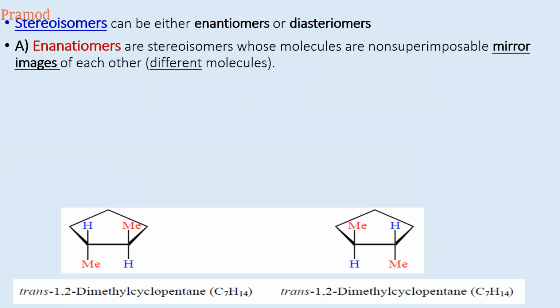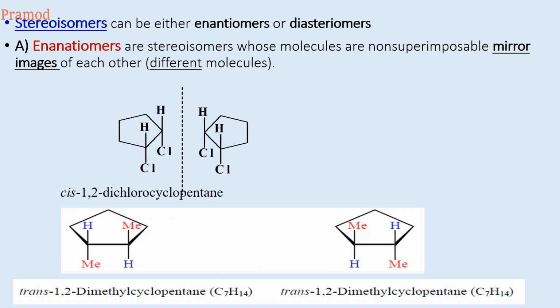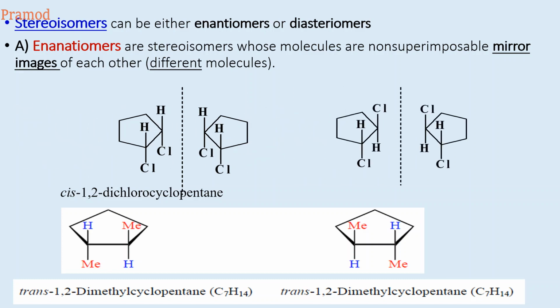Stereoisomers can be either enantiomers or diastereomers. So what are enantiomers? Let us see in case of cyclic compounds. Enantiomers are molecules that are non-superimposable on their mirror images. If you take cis-1,2-dichloro and put it in front of a mirror, they are non-superimposable. Whereas in case of trans-1,2-dibromo, the trans isomer is non-superimposable on its mirror image, so they are enantiomers. They are different molecules, but they cannot be superimposed on each other. So they are an example of enantiomers.